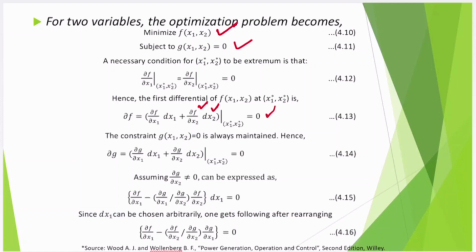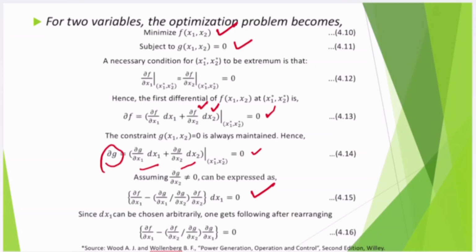Now the constraint g of x1, x2 is always maintained, and hence we can also do dou g, which is dou g upon dou x1 into dx1 plus dou g upon dou x2 into dx2 equal to 0. And assuming that dou g upon dou x2 is not equal to 0, that is the constraint optimization. So the same equation can be expressed as dou f upon dou x1 minus dou g upon dou x1 upon dou g upon dou x2 times dou f upon dou x2, into dx1 equal to 0. So this is the simplified version.